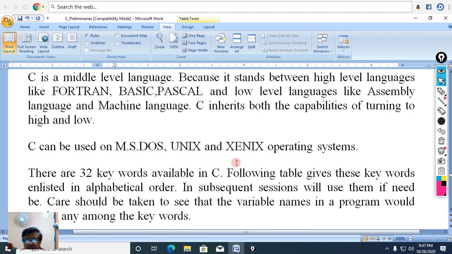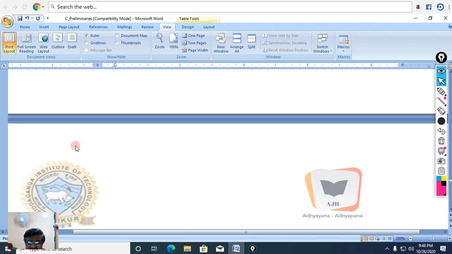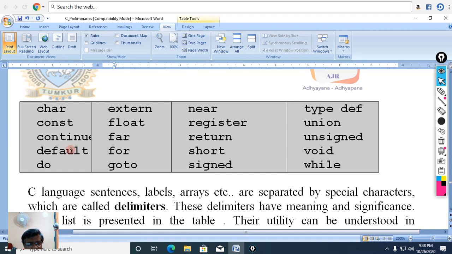Okay, C can be used on MS-DOS, Unix and Xenix operating systems. This you know, all these things. Okay, there are 32 keywords available in C, only 32 keywords. Okay, the table gives all the possible keywords. Okay, they are preset in the language library, and they connote a different meaning. Okay, they should be used appropriately. Auto, break, case. Okay, these are all the listings. There is no need to remember this also, but you should be knowledgeable.